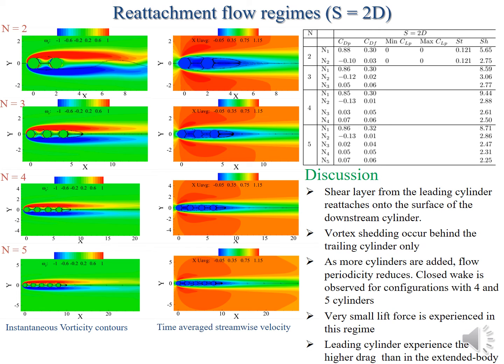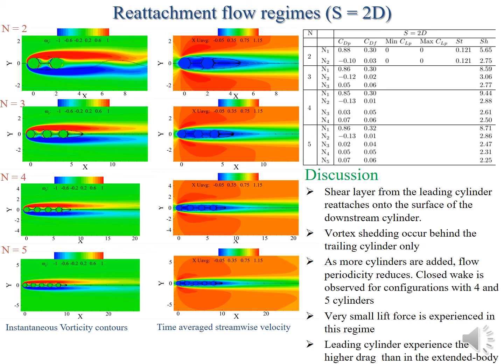So let's increase the gap ratio to about 2, and we find ourselves in the reattachment flow regime. In the reattachment flow regime, we don't really have stationary flow in between the cylinders, but we have the flow behaving like a cavity flow. In between the cylinders, we have a cavity kind of flow. And we see that even for this case, as we increase the number of cylinders, the wake stabilizes and we have a closed wake. A similar phenomenon is observed for the trailing cylinder.